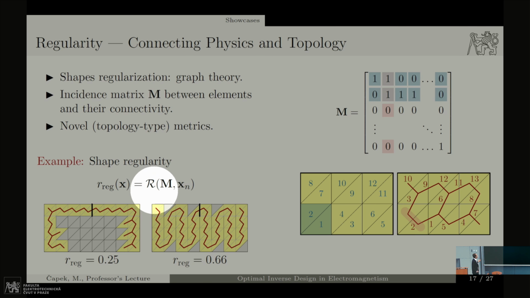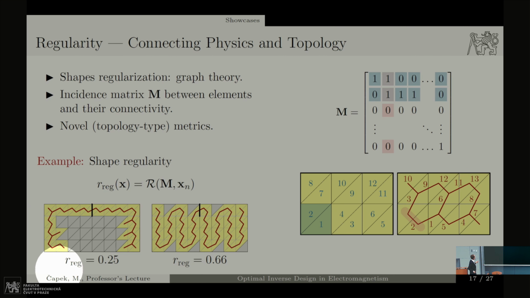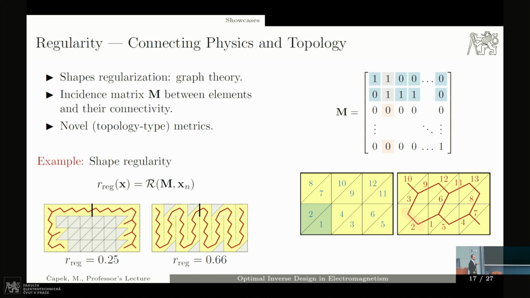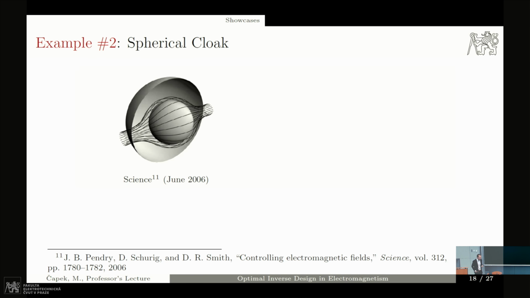And this is nothing else than a product of the incidence matrix and some operations over it, evaluated in Boolean sense. So it costs nothing. And then you can take whatever shape you like, and you can evaluate its regularity. And then in the algorithm, we combine the regularity aspects, the physical aspects, and we can really get shapes which are not only optimal in the physical performance, but also, as you will see on the next example, which are very regular. So the second example out of 3 is a spherical cloak.